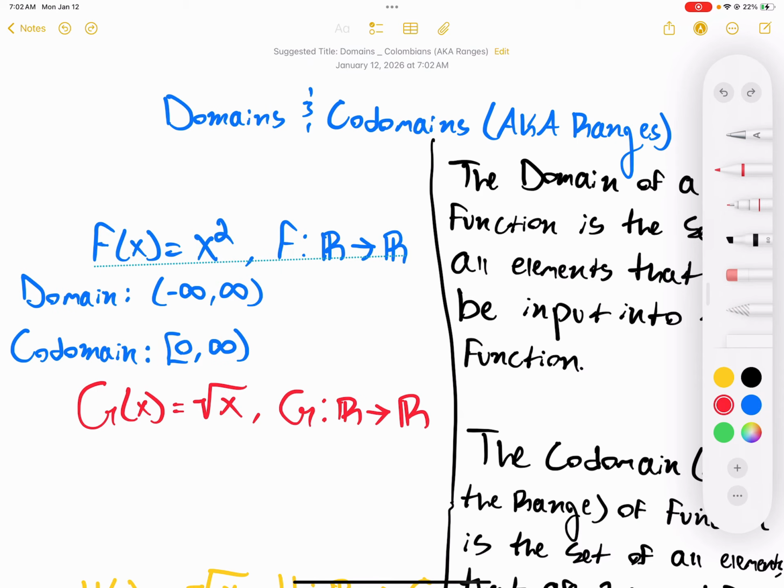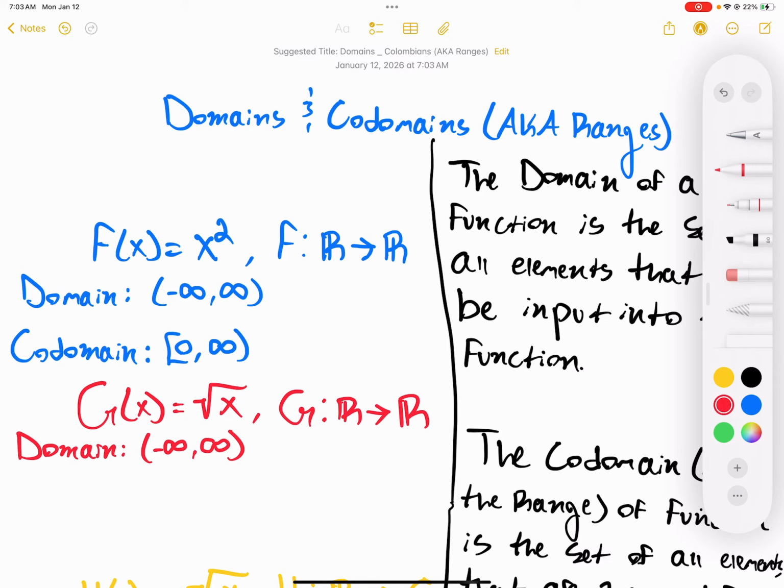I will show you why right now. So the domain, because we've received clarity that only real numbers can go in and only real numbers can come out, that's going to inform us on what numbers are allowed in our domain. You might be tempted to say the domain is any number from negative infinity to positive infinity. But that's not true in this case.